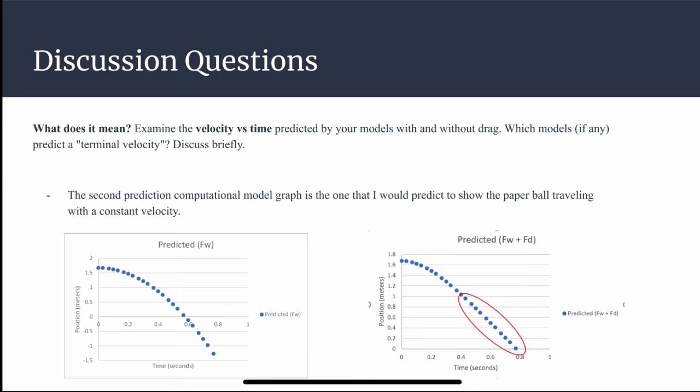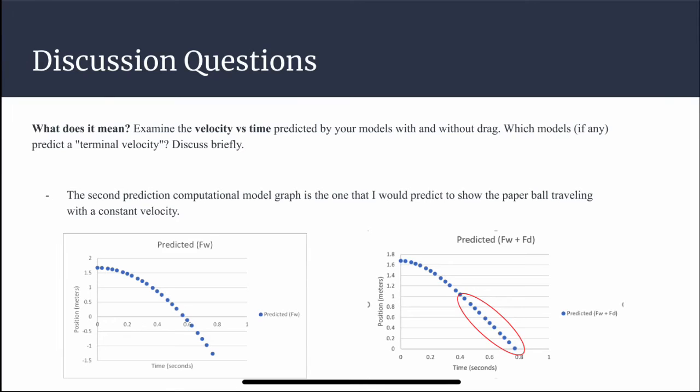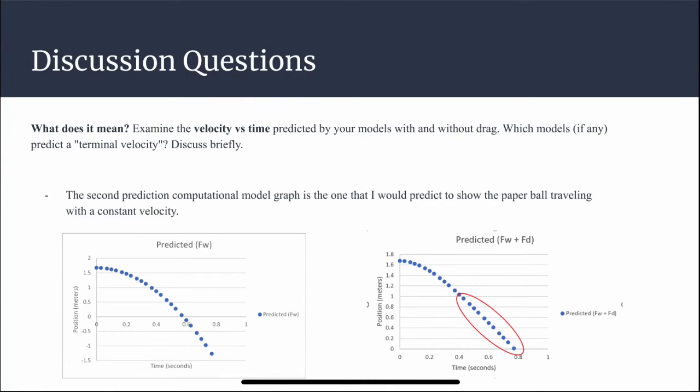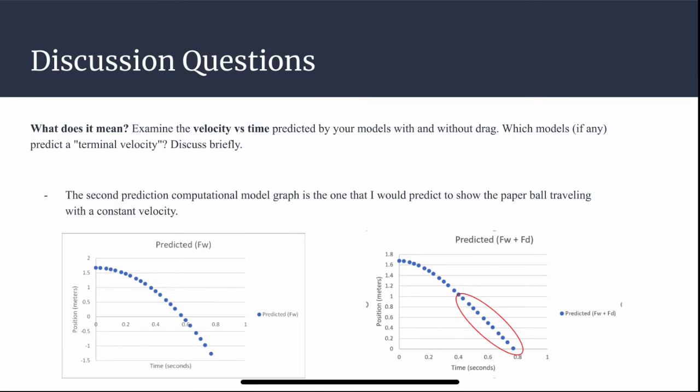If we examine the velocity versus time predicted by the models with and without drag, which of the models would predict a terminal velocity? I think that the second prediction computational model of the graph is the one that I would predict to show the paper ball traveling with a constant velocity or terminal velocity. I think this because if you look at the graph on the right, you can see in the position versus time graph that the slope is linear, which indicates a constant velocity.